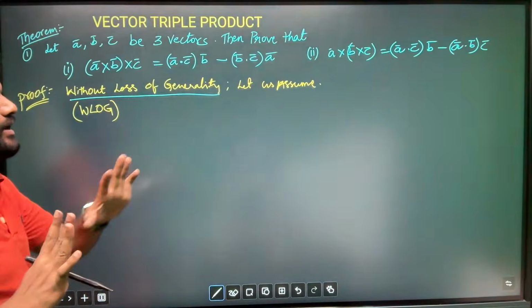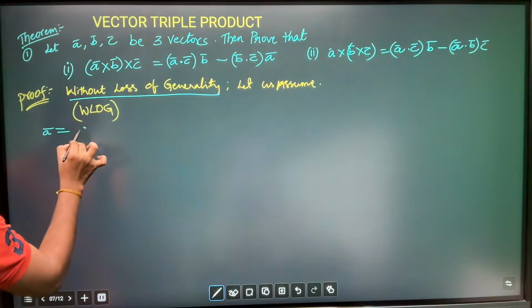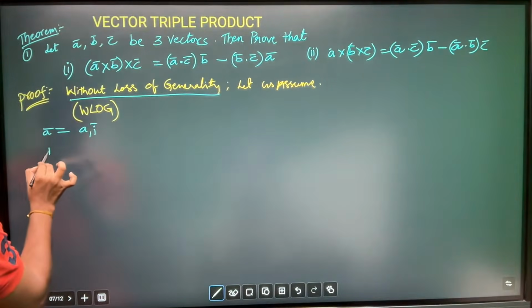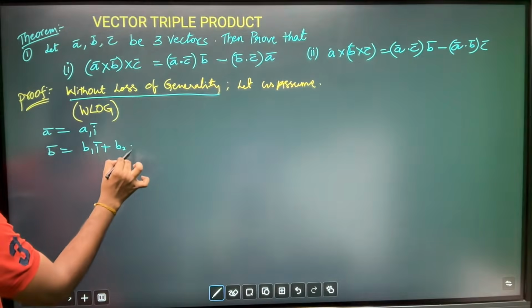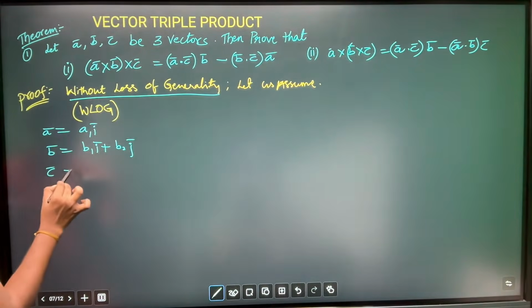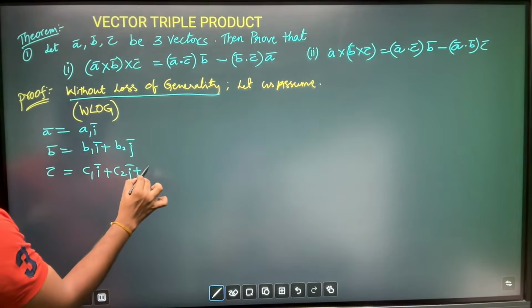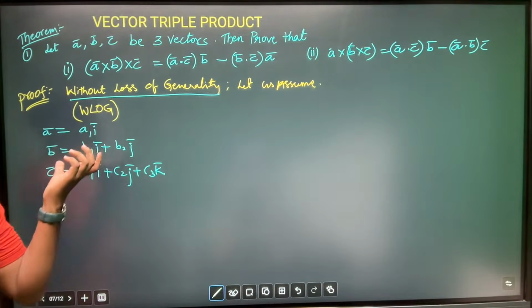Let us assume, here I am taking a bar, the first vector, equal to a1 I bar, so only a1 I bar. Next, b bar is equal to b1 I bar plus b2 j bar. Next, c bar is equal to c1 I bar plus c2 j bar plus c3 k bar. Like this you have to assume the three vectors.